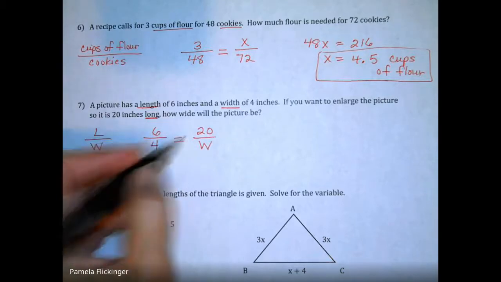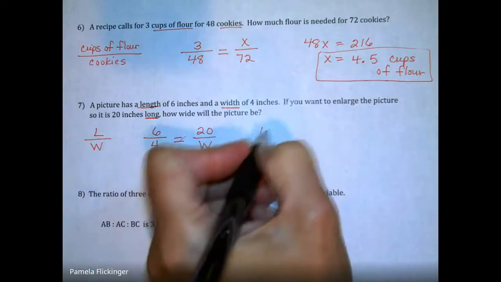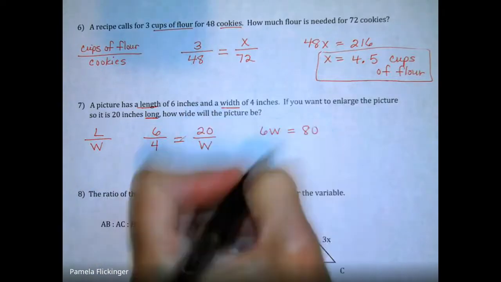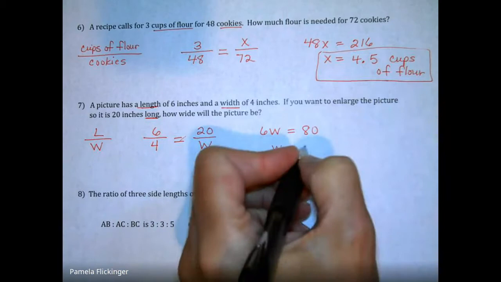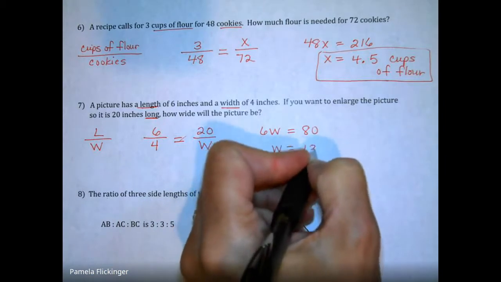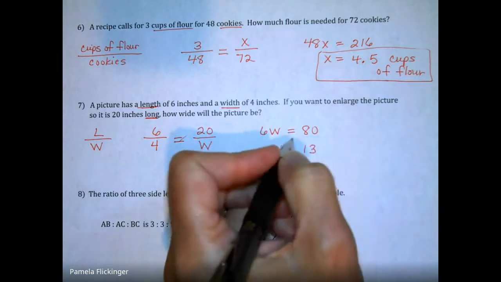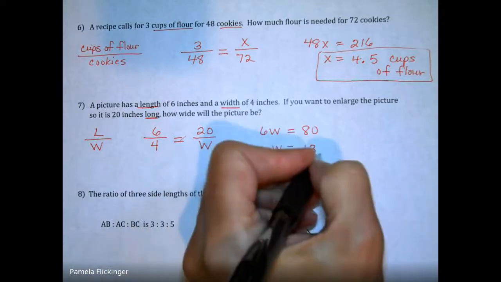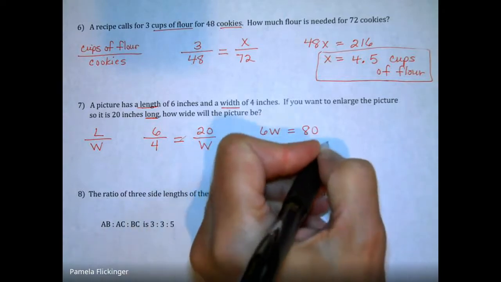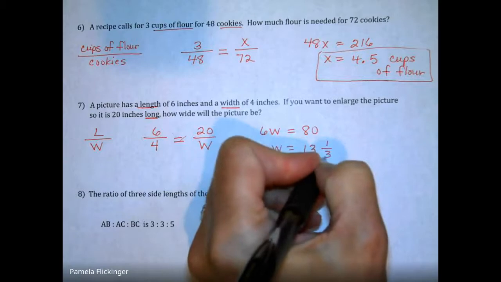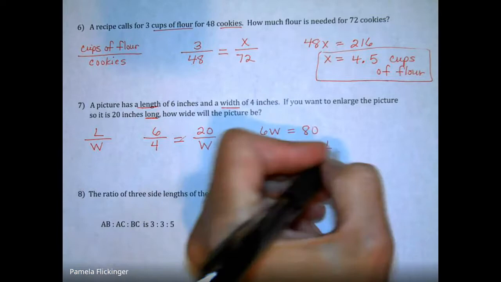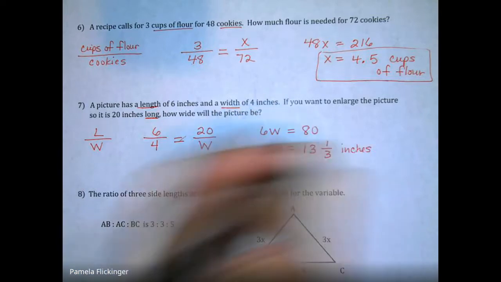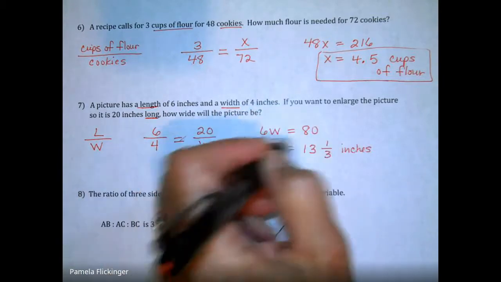Once I've got my ratio set up, I cross multiply. So we've got 6W equals 80. And then when I divide by 6, we get 13.3 repeating. I don't want to use repeating decimals. Hopefully you remember 0.3 repeating is 1/3 as a fraction. And this is inches. So it's going to be 13 1/3 inches long.